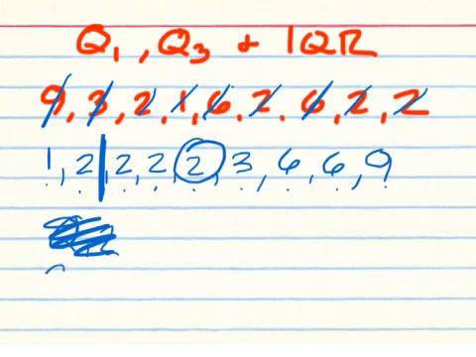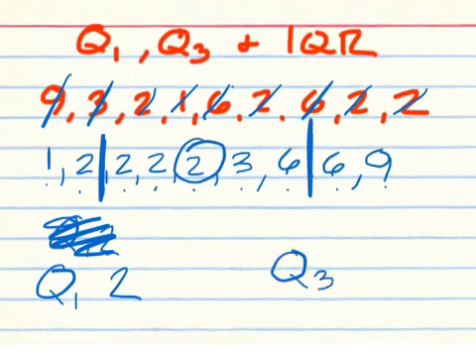That's an awful way to write that. It should be Q1 and then put a 2 there. And on the right side, it'll be 6. So Q3 is 6. And then 6 minus 2 gives us an IQR of 4.